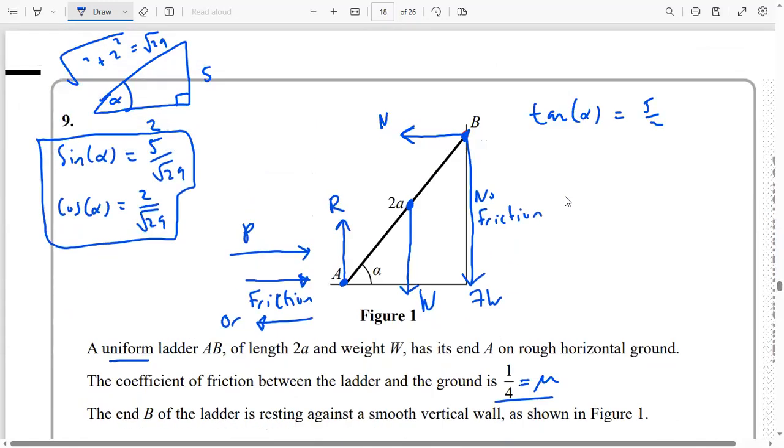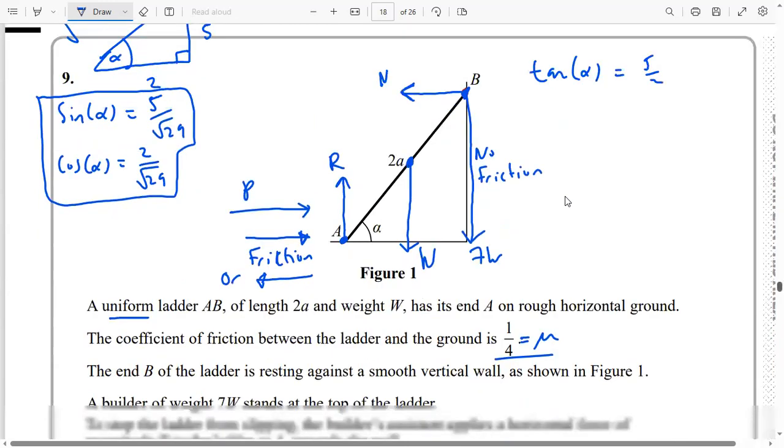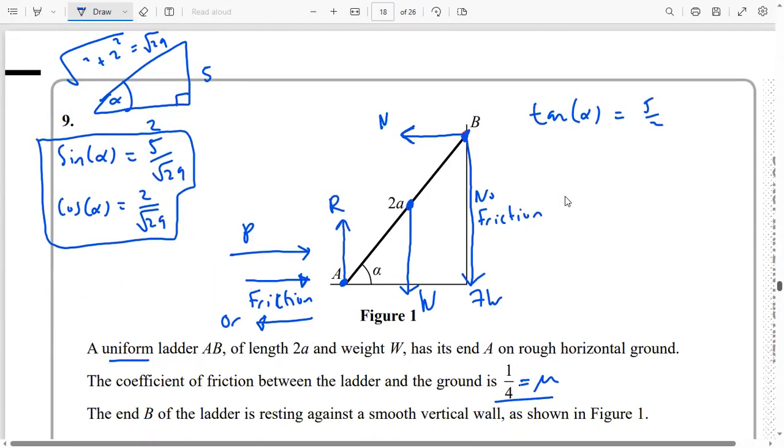We have to use moments. We've got to try and use moments to get the N force, because that's the only technique we've got left. So we're going to realize that we don't know this force P acting at A. We don't know the friction. We know the maximum friction, but we don't know the friction. We know the reaction force 8W, but we don't know the P. So let's eliminate those two unknown forces, the P and the friction.